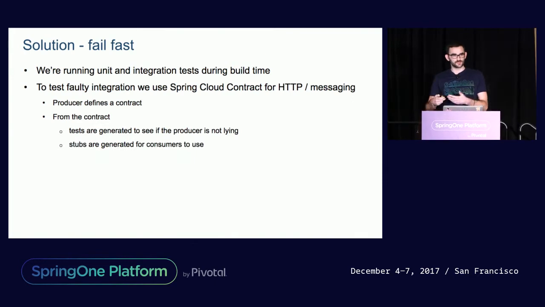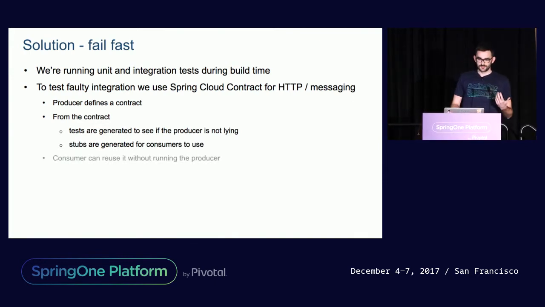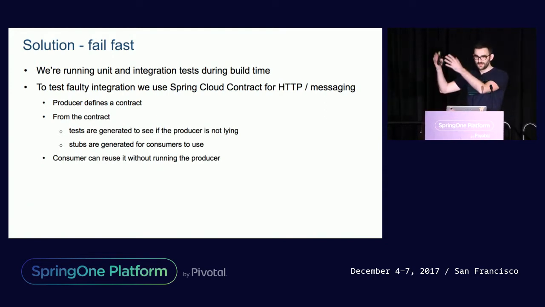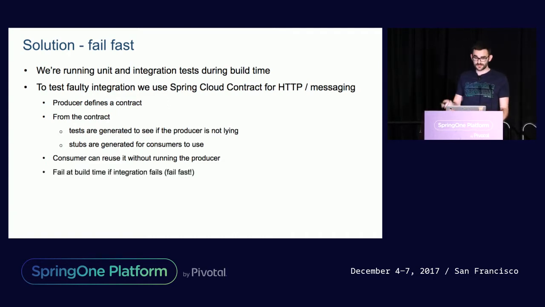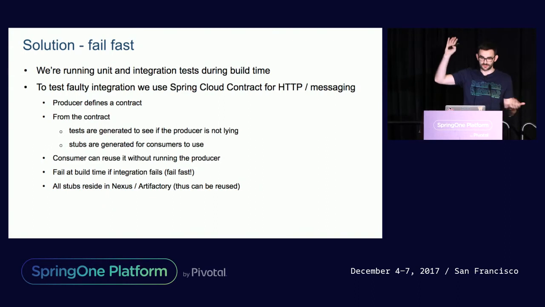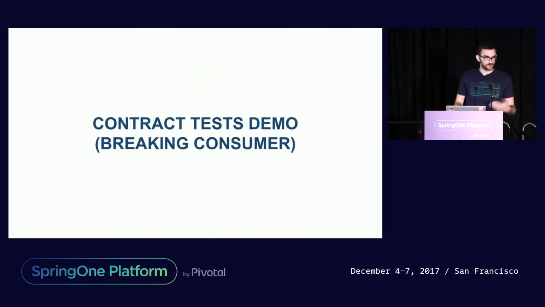And then we generate also a stub, right? So consumers can reuse the stubs without running the producer. That's the idea, because we don't want to always run the whole application and other dependencies like other applications, right? So we want to fail at build time if integration fails. So we want to fail fast. All stubs are sent to some storage like Nexus or Artifactory, so they can be reused.